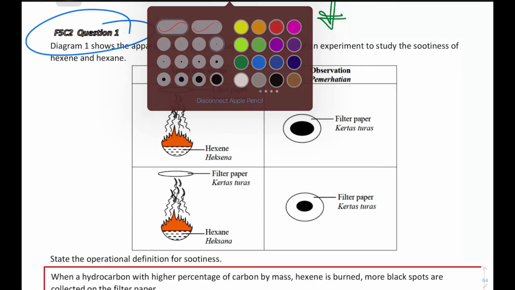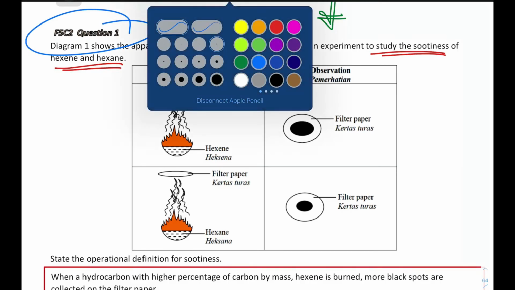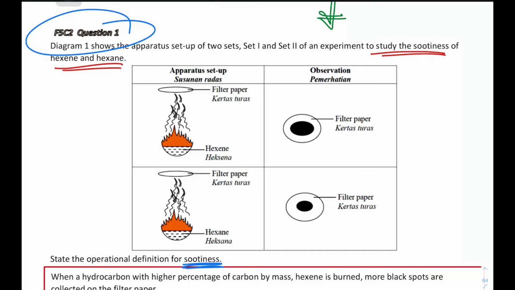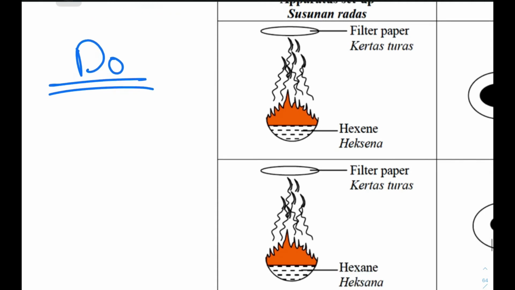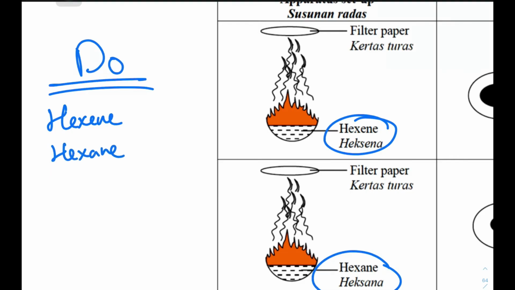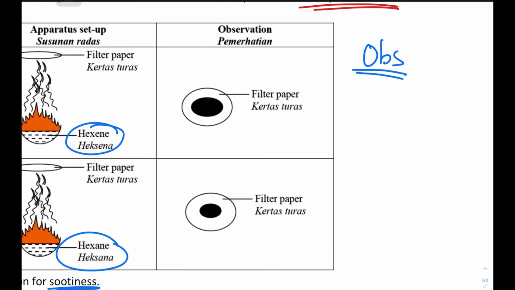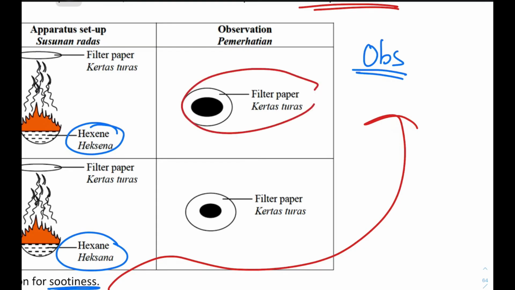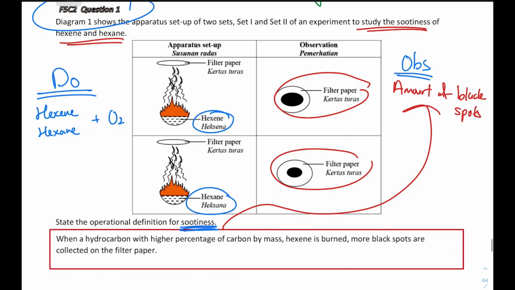This is a Form 5 Chapter 2 experiment to study the sootiness of flame produced by hexene and hexane in combustion. This question wants me to give the operational definition for the sootiness of hexene and hexane. So that means they want me to compare which one produces more soot. What I do in the experiment is we are burning hexene and hexane. So that means this is a combustion of hexene and hexane with oxygen, burning them. Observation. What do we have to observe? In order to know which substance produces more soot, we have to see the amount of black spots collected on the filter paper.